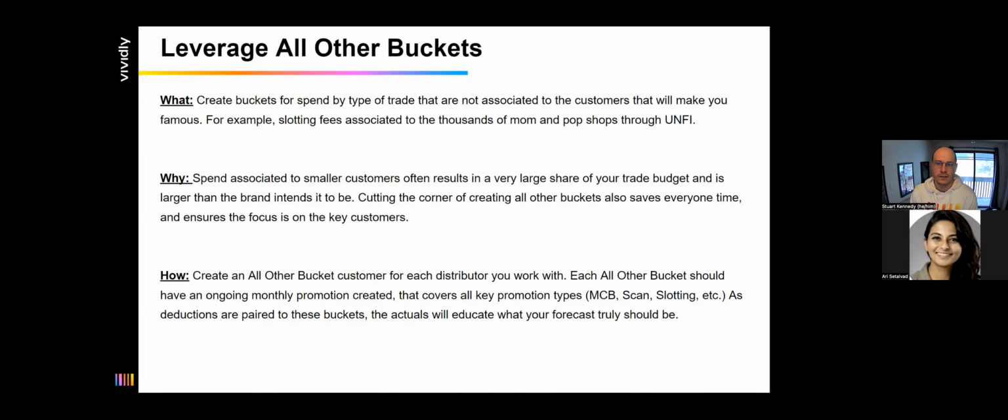And one other small note on this, with the all other buckets, don't use it to also plan small retailers still. Get away from that. Don't say UNFI all other bucket dash Oliver's. You're getting away from the entire purpose of all other buckets.